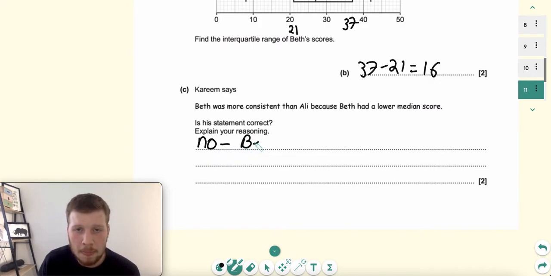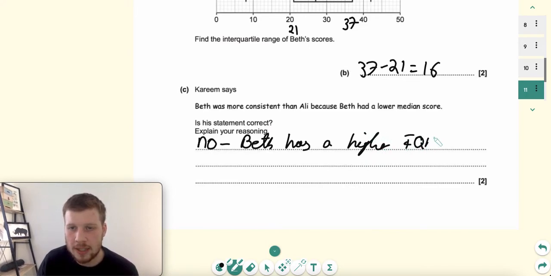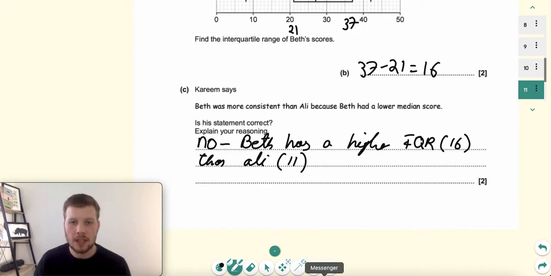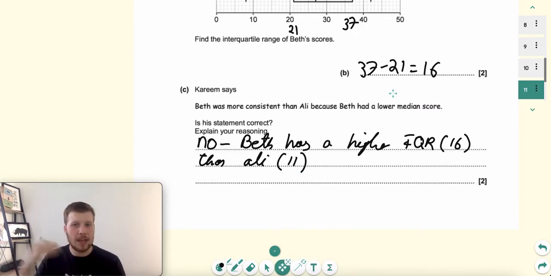No, because the statement is not correct. Beth has a higher interquartile range of 16 than Ali. And Ali's was only 11, I believe. And this is clearly indicating that it is not more consistent because Beth has a higher interquartile range, and the interquartile range is an indicator of consistency.